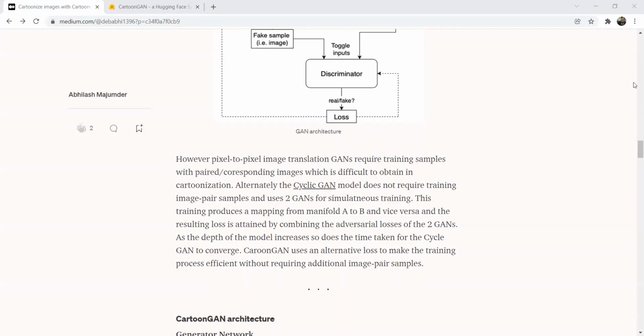As the depth of the model increases, so does the time taken for the CycleGAN to converge. And this is one of the major drawbacks of the CycleGAN architecture: it converges very slowly. CycleGAN also uses an alternative loss for making the training process very efficient without requiring additional image pair samples.